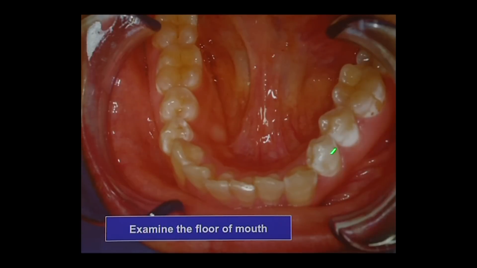And we look at the floor of mouth, and we actually will palpate the floor of mouth. Underneath the tongue, in the floor of mouth, when you palpate down there, you can actually feel the sublingual salivary glands. And again, if all of a sudden one side is much more prominent than the other, or you feel a big lump or a big mass, then we want to explore that further.